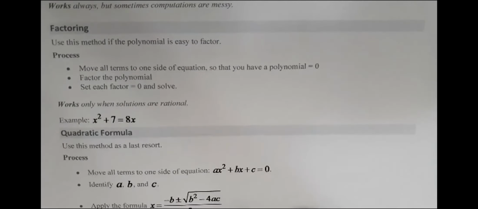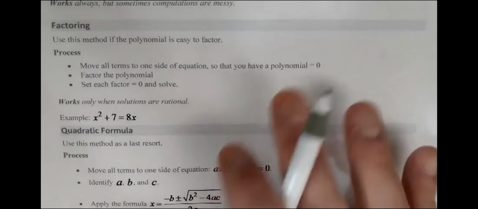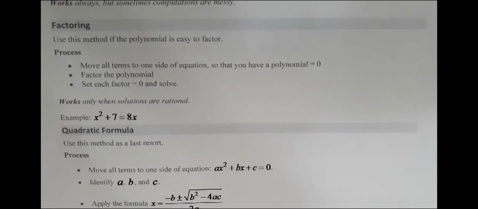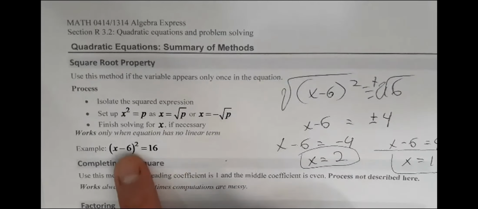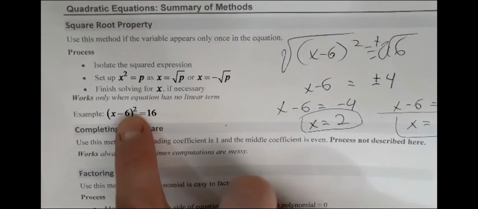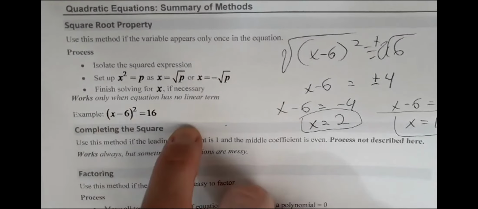Factoring. So if you can factor something, try to factor it. These are the sort of steps that you should probably look at. You don't want to try to multiply this thing through and then subtract the 16 and set it equal to 0 and do that.